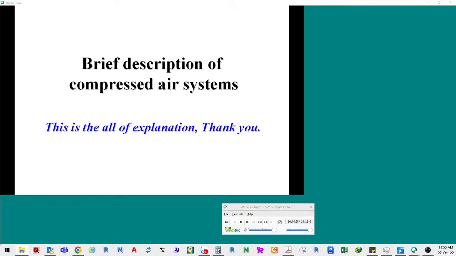This is the end of the brief description of compressed air facilities.